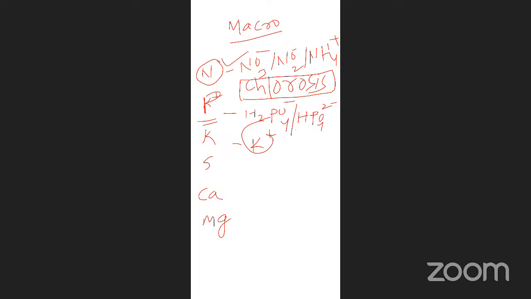Next one, sulfur. The plants obtain sulfur in the form of sulfate. Sulfur is present in two amino acids, cysteine and methionine. It is the main constituent of several coenzymes. Sulfur is present in several coenzymes and also vitamins, mainly thiamine, biotin, coenzyme A, and pyridoxine.